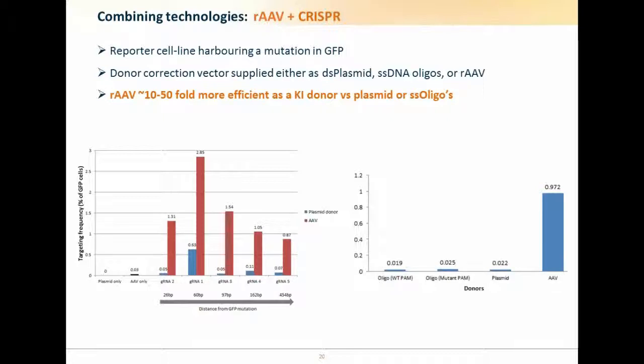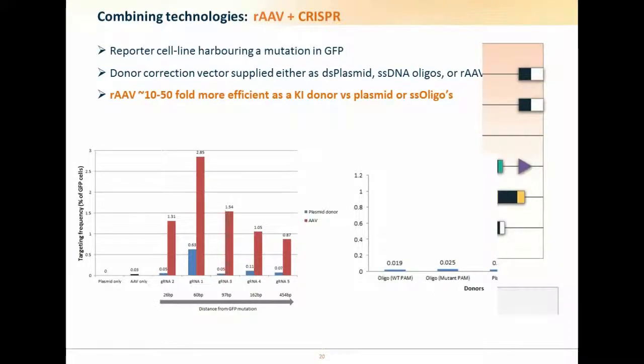So we've supplied the donor here either as a double-stranded plasmid, as a single-stranded oligo, or as the rAAV virus itself. And what we see is the AAV gives a 10 to 50-fold more efficient knock-in percentage than does either the donor plasmid or the single-stranded oligos. So we see quite a bit of utility in the ability to combine these platforms at times. And this is something that you can look for us to be providing kits for in the future as well.